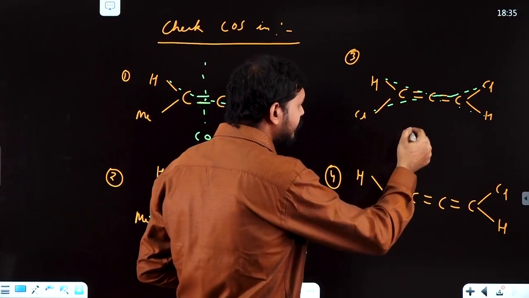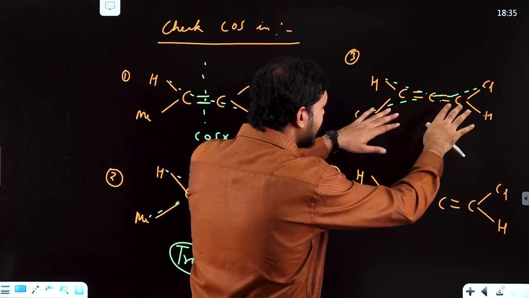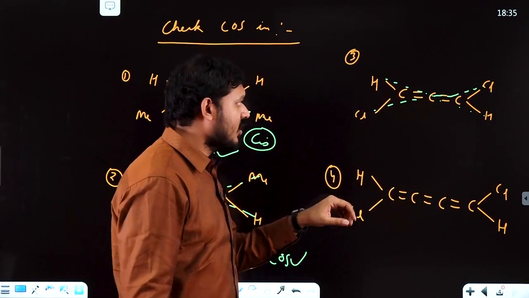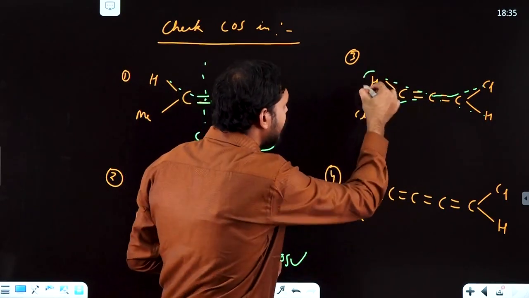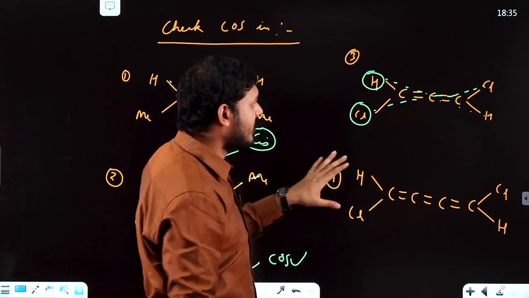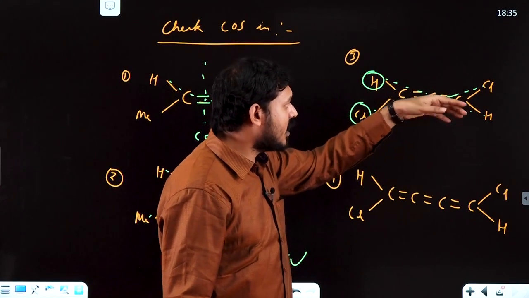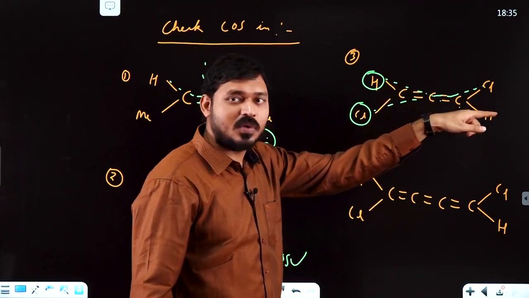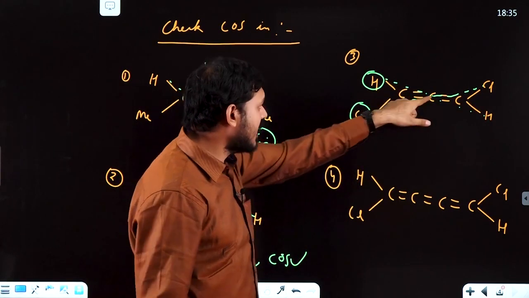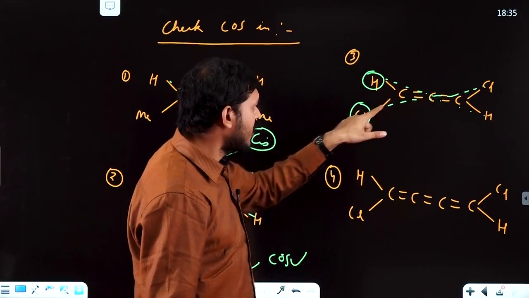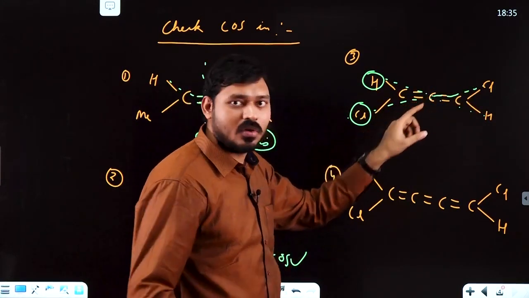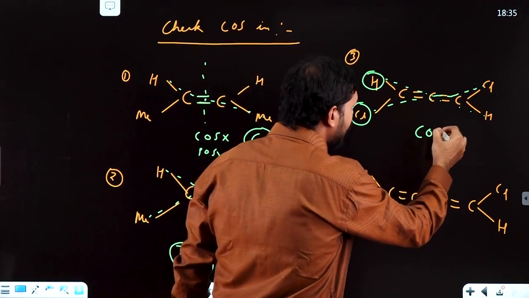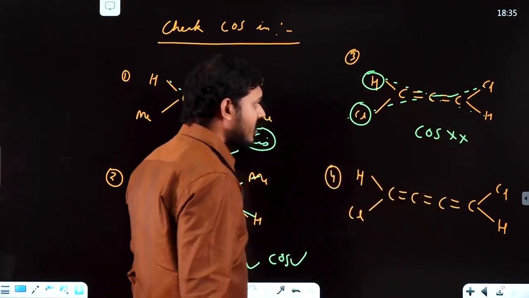Because as you know, these two pi bonds are perpendicular to each other. So if this part is in the plane itself, but these two are, that chlorine is behind the plane and this hydrogen is towards us. So from this center, if I come in the plane, chlorine is not in this plane. So here COS is absent, right?